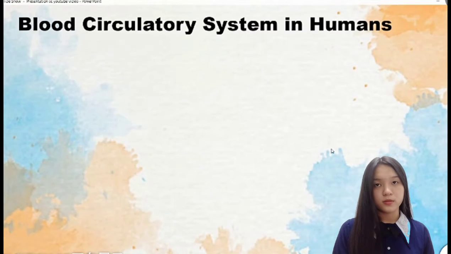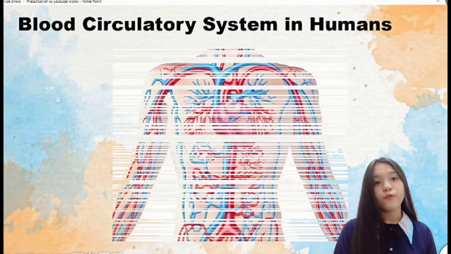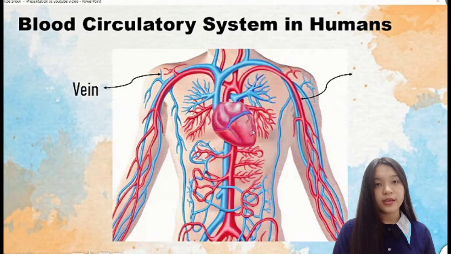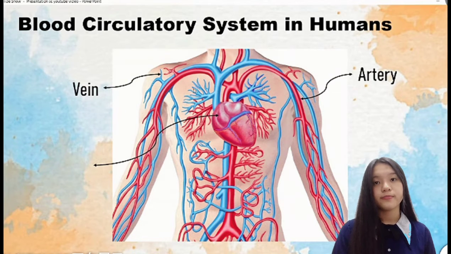Okay, let's move on to the blood circulatory system of humans. The human blood circulatory system involves the circulation of blood, which is pumped from an organ known as the heart to all parts of the body, and specialized blood vessels, namely vein, artery, and capillaries. Let's see the picture of them. The blue blood vessels are called veins. Besides, the red blood vessels are called arteries. Last, the most important organ, which pumps the blood to all parts of the body, is called the heart.